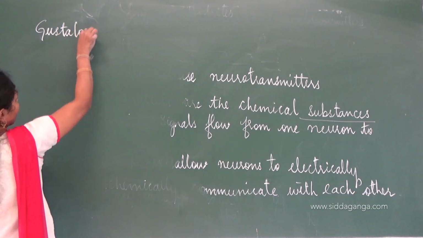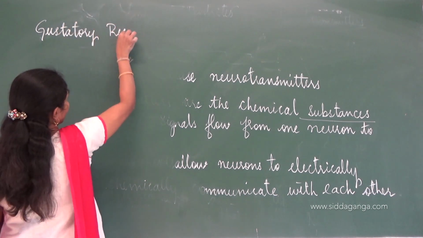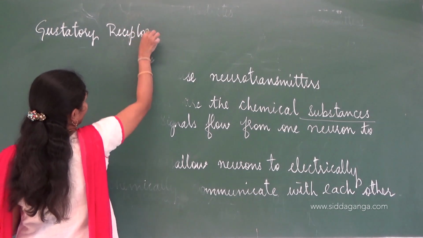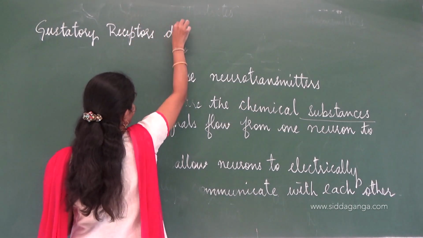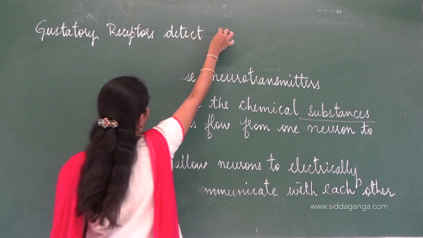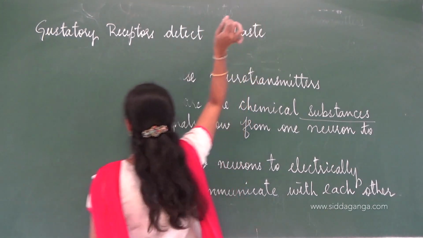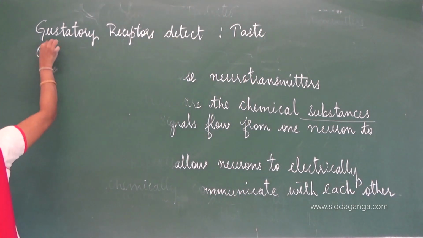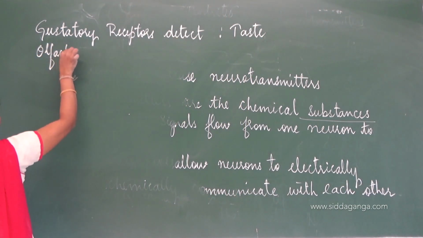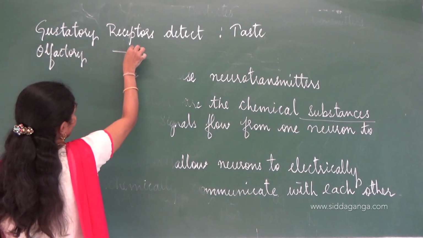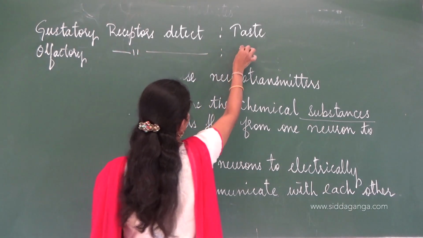Gustatory receptors detect taste. Gustatory is something related to taste, whereas olfactory is something related to smell.